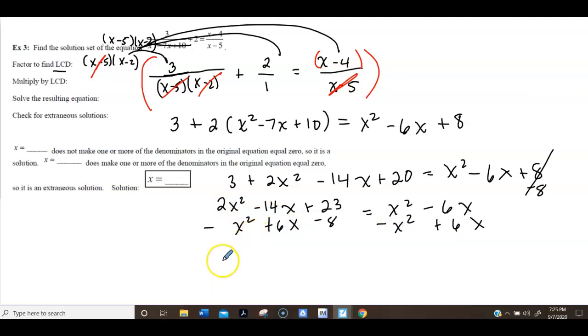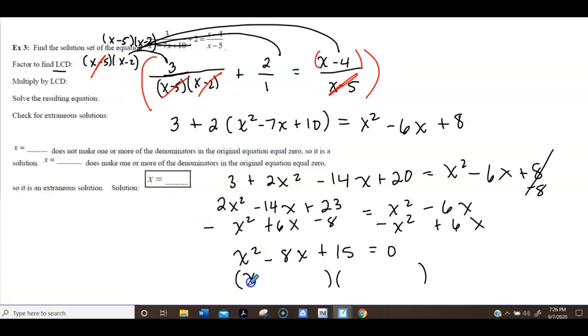2x squared subtract 1x squared is x squared. 14 subtract 6 is going to be 8. So subtract 8x plus, and then 23 subtract 8 is 15, which equals 0. We're going to factor this. And again, the nice thing about this, you guys, is we started with all these fractions, and from the beginning, by multiplying by the LCD, we get rid of every single fraction.